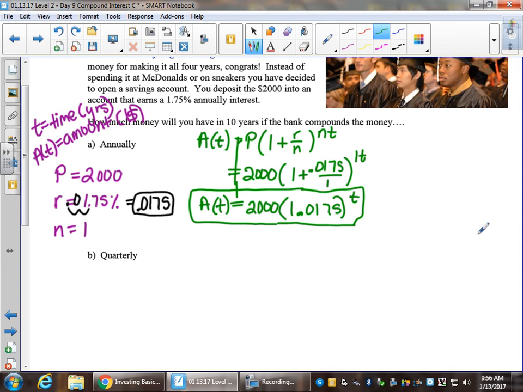We have our model, now we can use it. What are we looking to find out? How much money will you have in how many years? 10 years. That is going to be for T. Now we have something we're going to use for T. So A of 10.